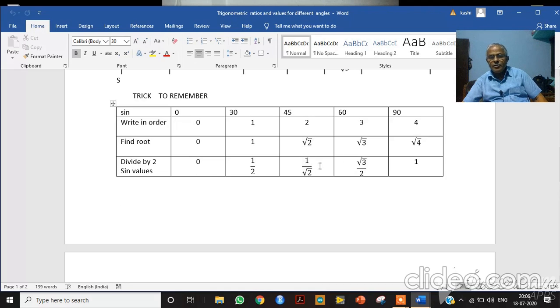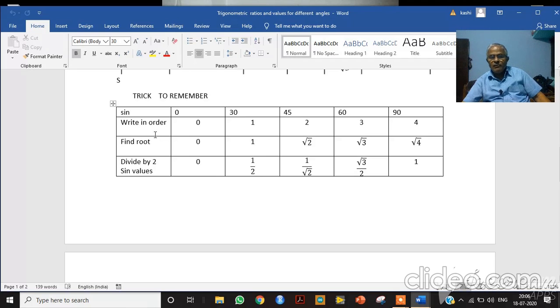So this is the process to write down if you forget it. Next, for cos values, you have to reverse the order. So you have to write 1, root 3 by 2 here, and 1 by root 2 here, 1 by 2 here, 0 is here. So you have to reverse in this order. Then you will get sine function and cos function. So this is the trick to remember.